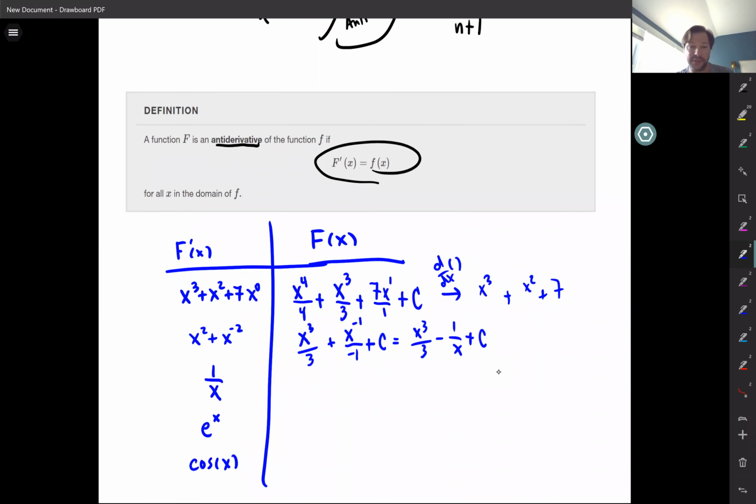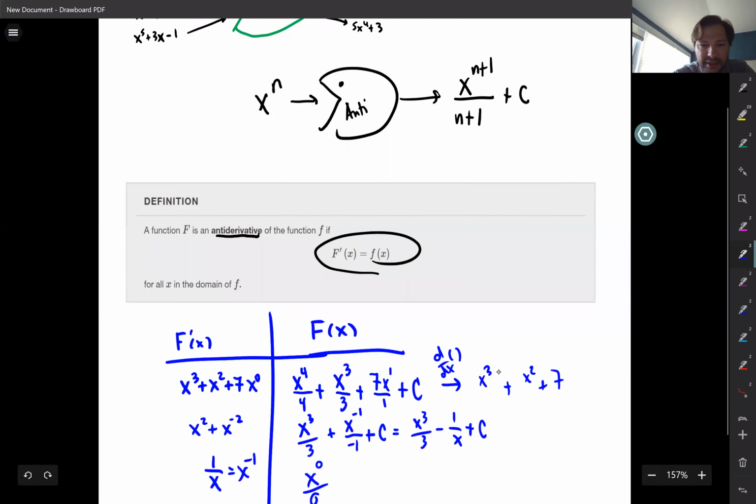Now this next one is kind of a tricky one, right? 1 over x is x to the minus 1. And if I try to follow this polynomial rule, it doesn't work, because look what happens. If I add 1 to the exponent, I get 0. So I'd get x to the 0 divided by 0. That would be undefined. So this is the one case where that power rule that we just did doesn't work.